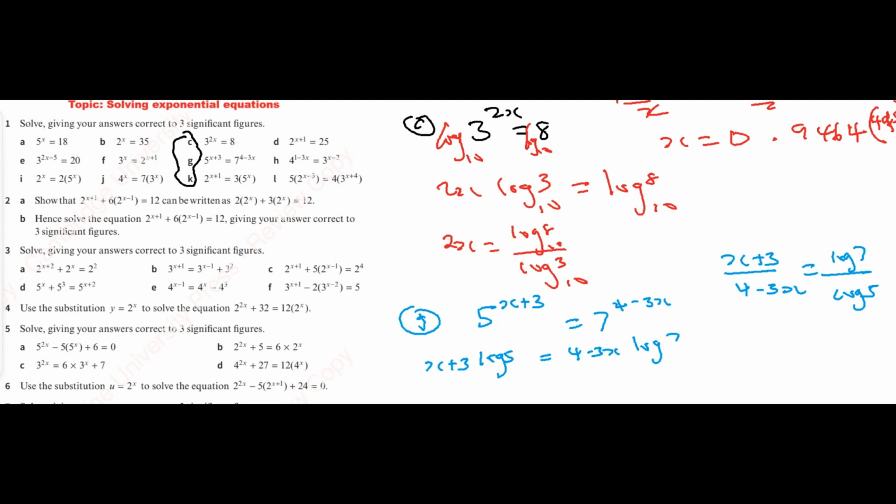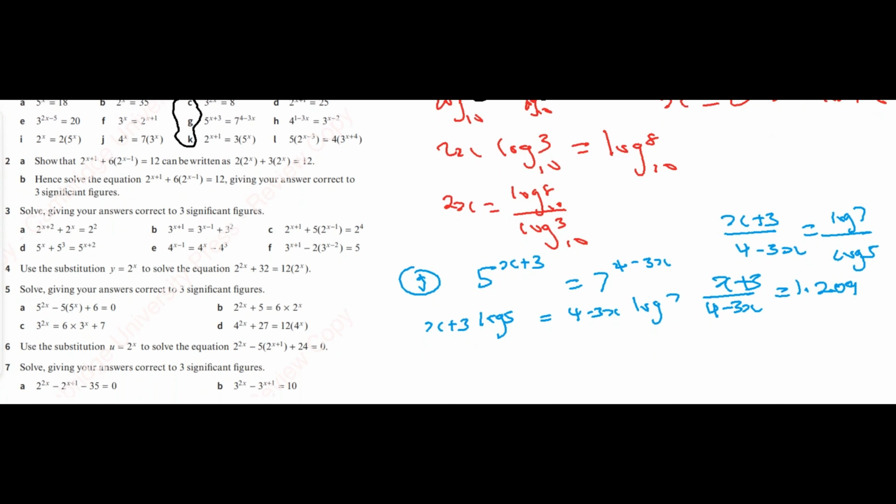If I find that in base 10, that should be log 7 base 10 divided by log 5 base 10. So that gives me x plus 3 all over 4 minus 3x equals 1.209. Then I can cross multiply from here. When I cross multiply, I say this one times 4.